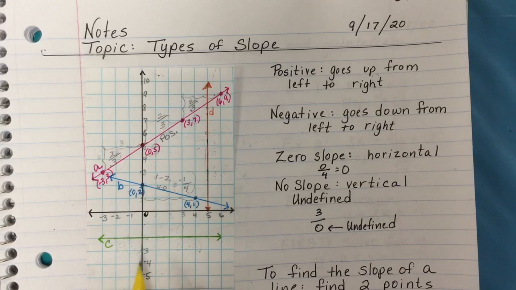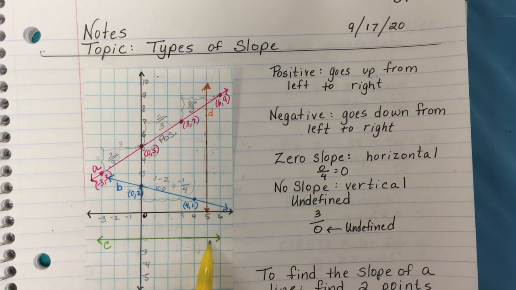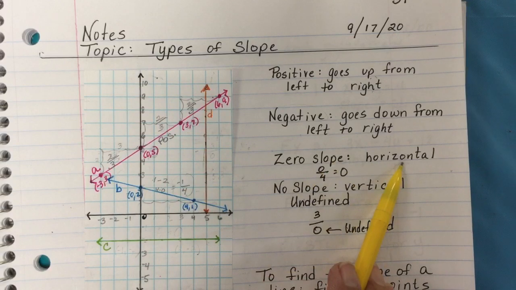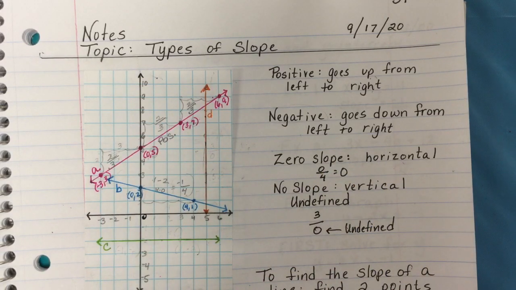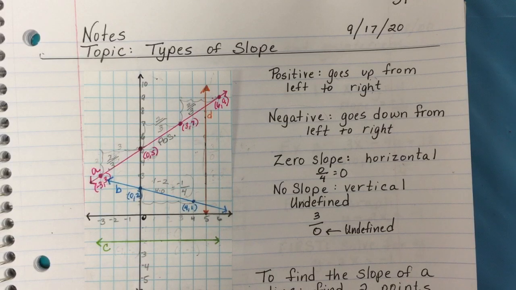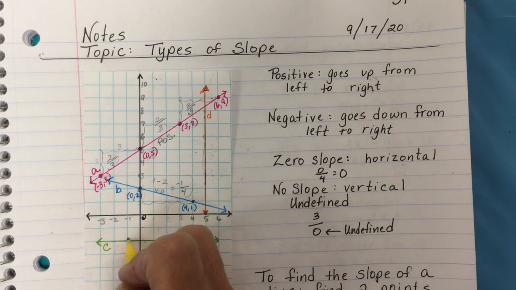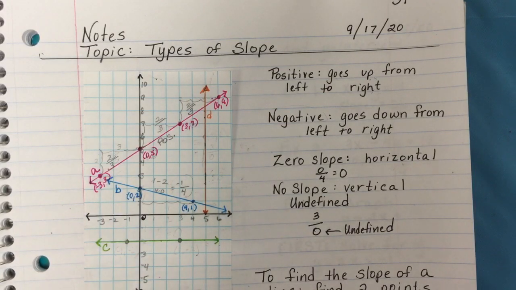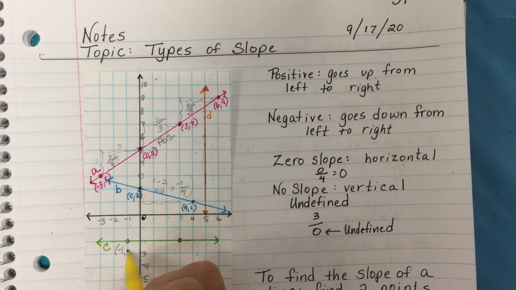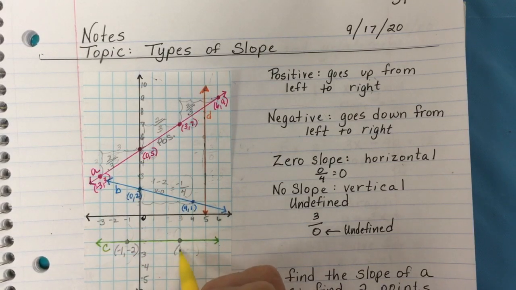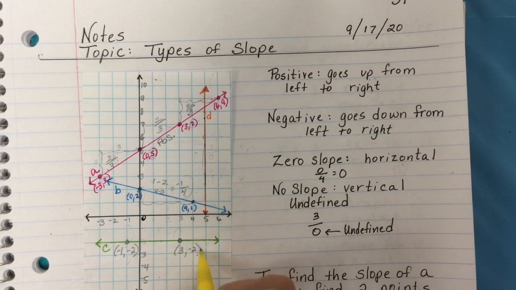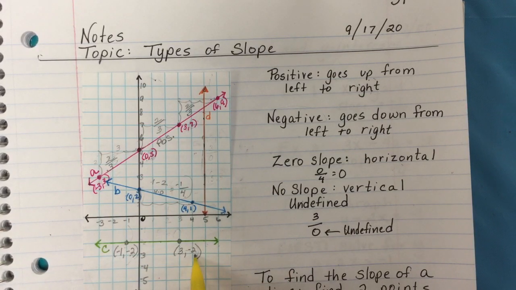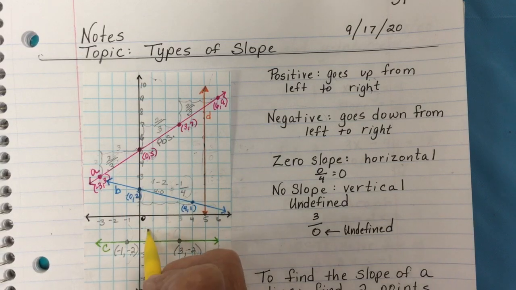Next, let's look at the green line here. The green line is called a 0 slope because it's horizontal. If we pick 2 places on this line, anywhere you like, it doesn't really matter. Let's say we're here and we go here. Notice that we're not going up, we're not going down. We're only going across. Let's put our points here so you can see the change in y over the change in x. So my y's are both negative 2. From negative 2 to negative 2, it didn't change at all.